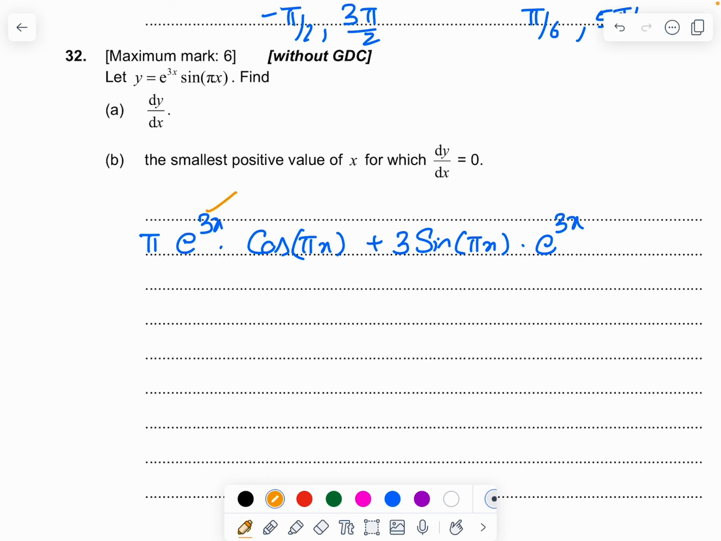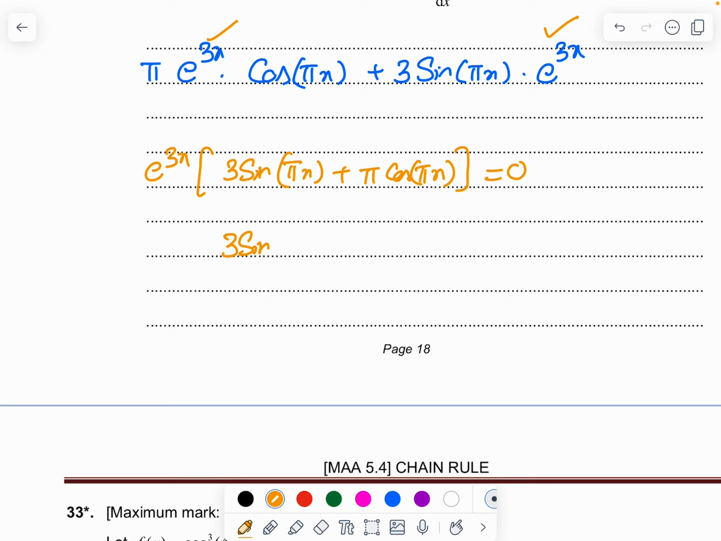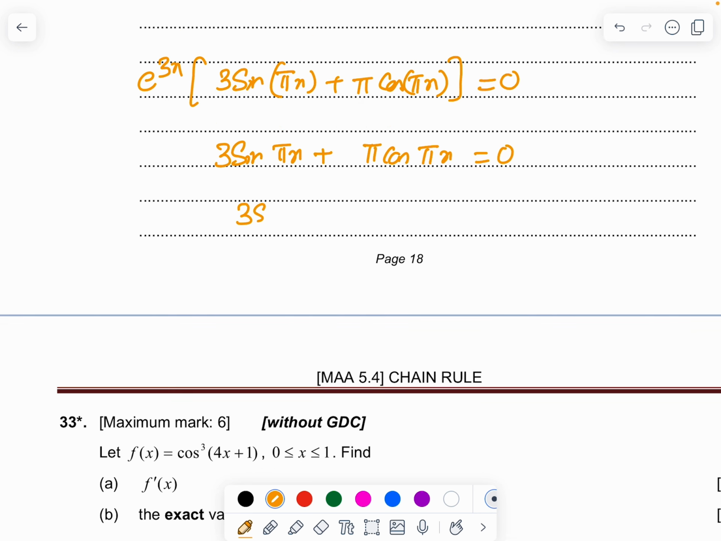So I can take e power 3x common. When I take e power 3x common, I'll get 3 sin pi x plus pi cos pi x equals to 0. So what does that become? 3 sin pi x plus pi cos pi x equals to 0. So 3 sin pi x equals to negative pi cos pi x. So tan pi x equals to minus pi upon 3.